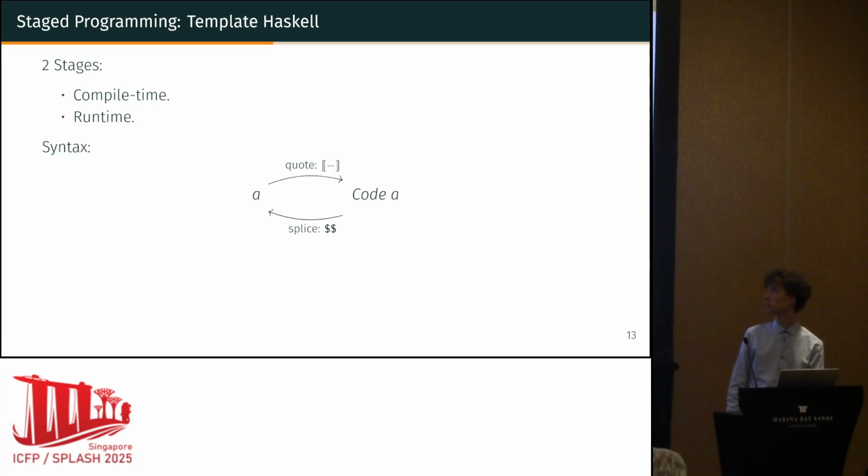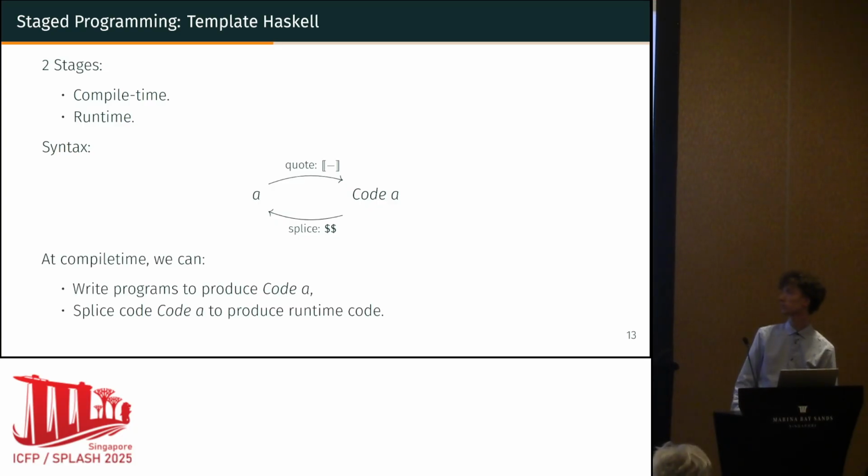And Template Haskell adds the syntax for quoting expressions, with which I can put quotes around an expression and get the code of that expression. And conversely, a splice operator with which I can turn code back into runtime code. And what this allows us is that we can write programs that run at compile time and produce code, and we can splice them back to produce programs at runtime.